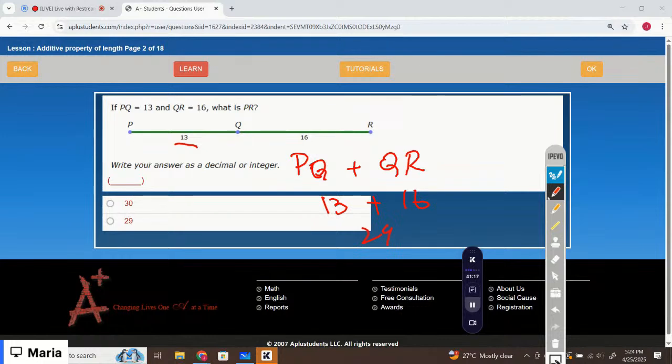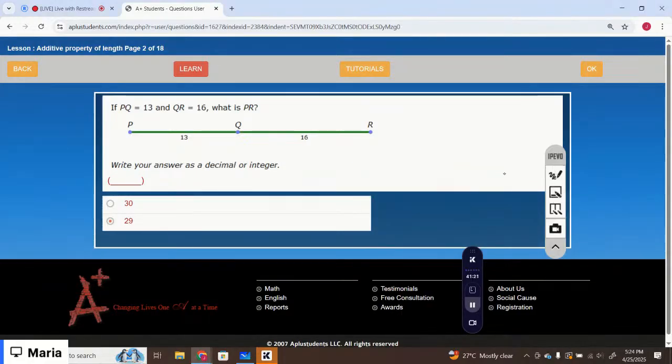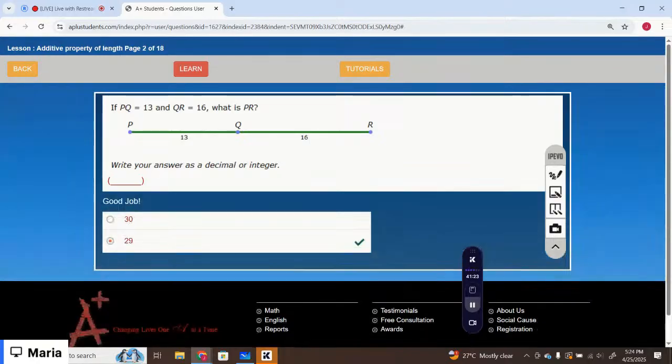The correct option is 29. 16 plus 13 is 29. Option number 2 is the correct option.